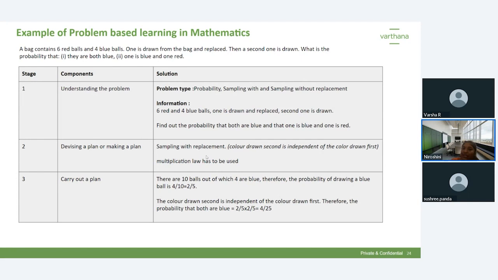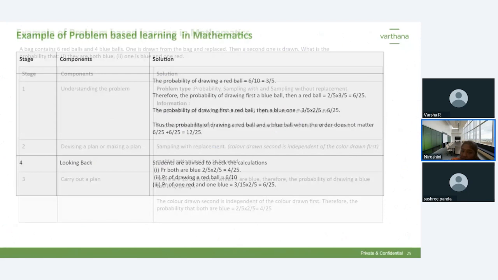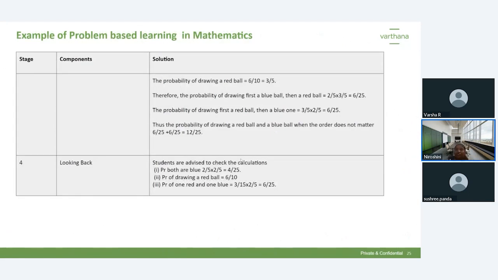Once they start making the plan, they need to stick to the appropriate information. Sampling with replacement is the information that we need to look into and start resolving the problem. So what kind of method has to be used? We have to use the multiplication law method, and then we carry out the process. We start solving the problem, and then we arrive at a solution. Now, as I mentioned in the process, we need to go back and check whether this is the correct answer. So we advise the students to check the calculations, whether the probability that we have reached is right or not.